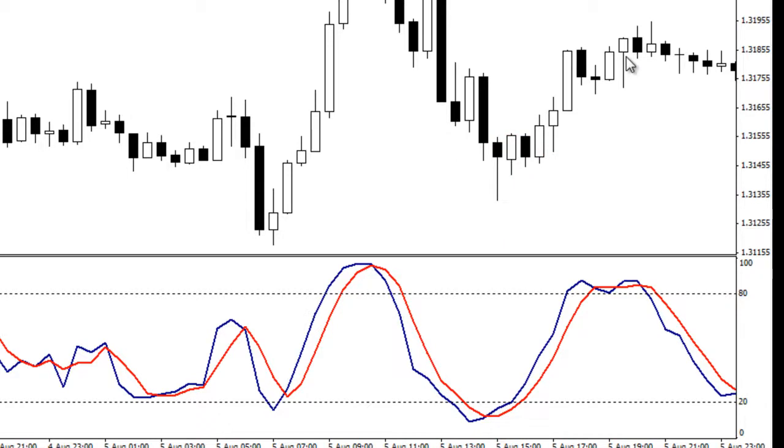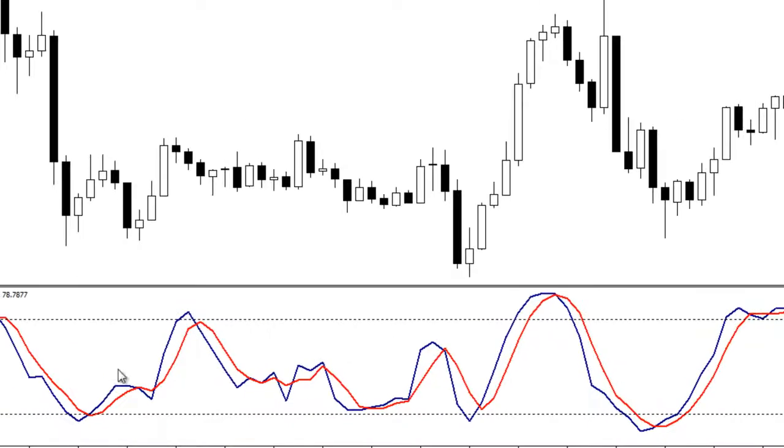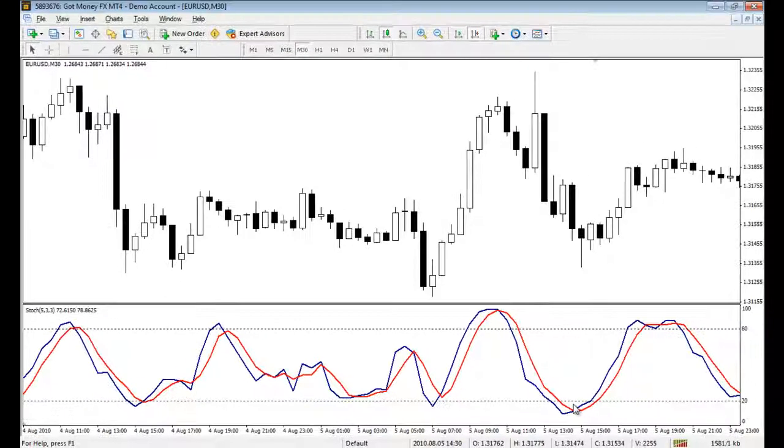Stochastic crosses occur when the blue line crosses below the red line for sell opportunities or above the red line for buy opportunities. Just like moving averages, stochastic cross can also be susceptible to whipsaw. To reduce whipsaw, traders often only take stochastic crosses when they cross above the 80 line for sells or below the 20 line for buys.